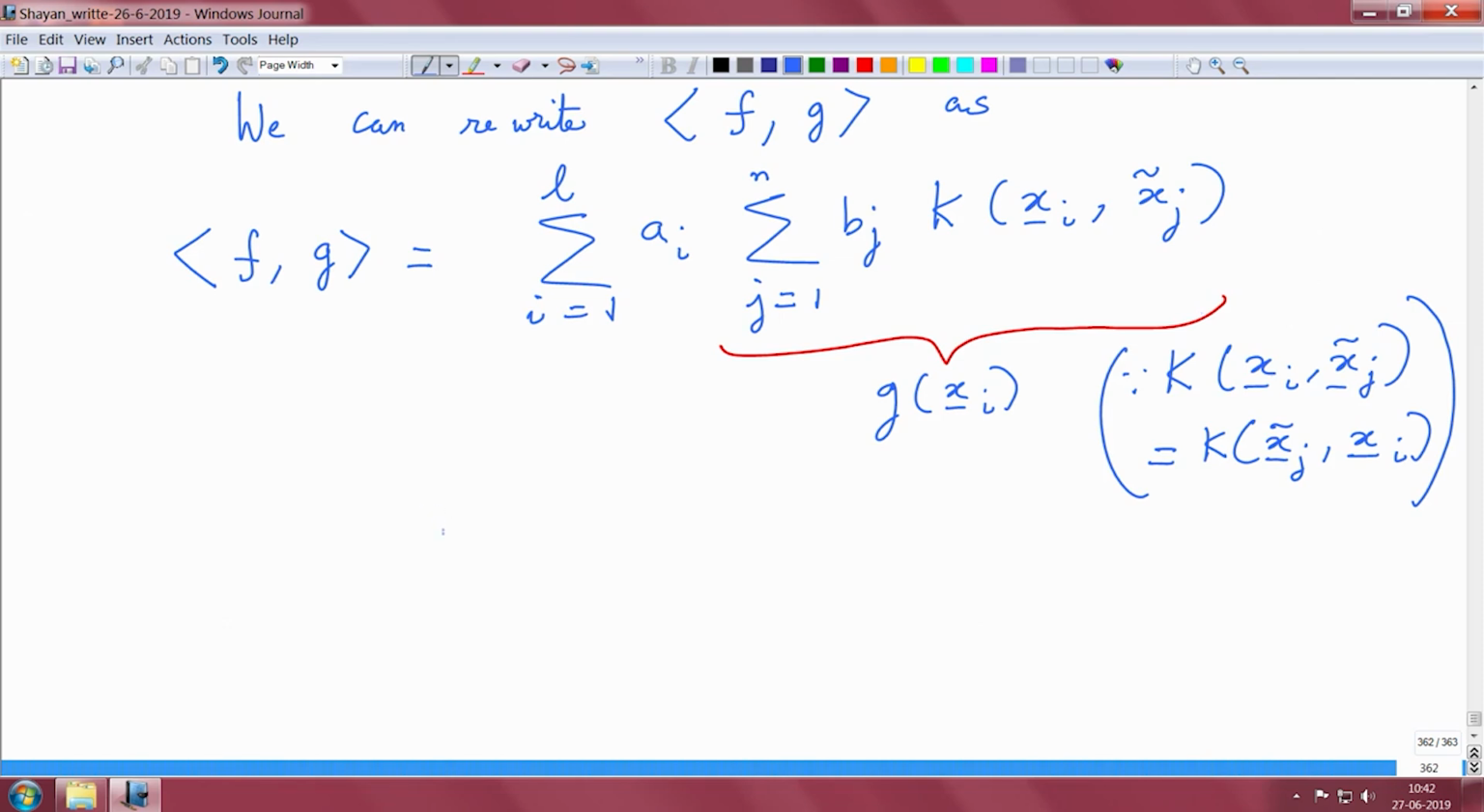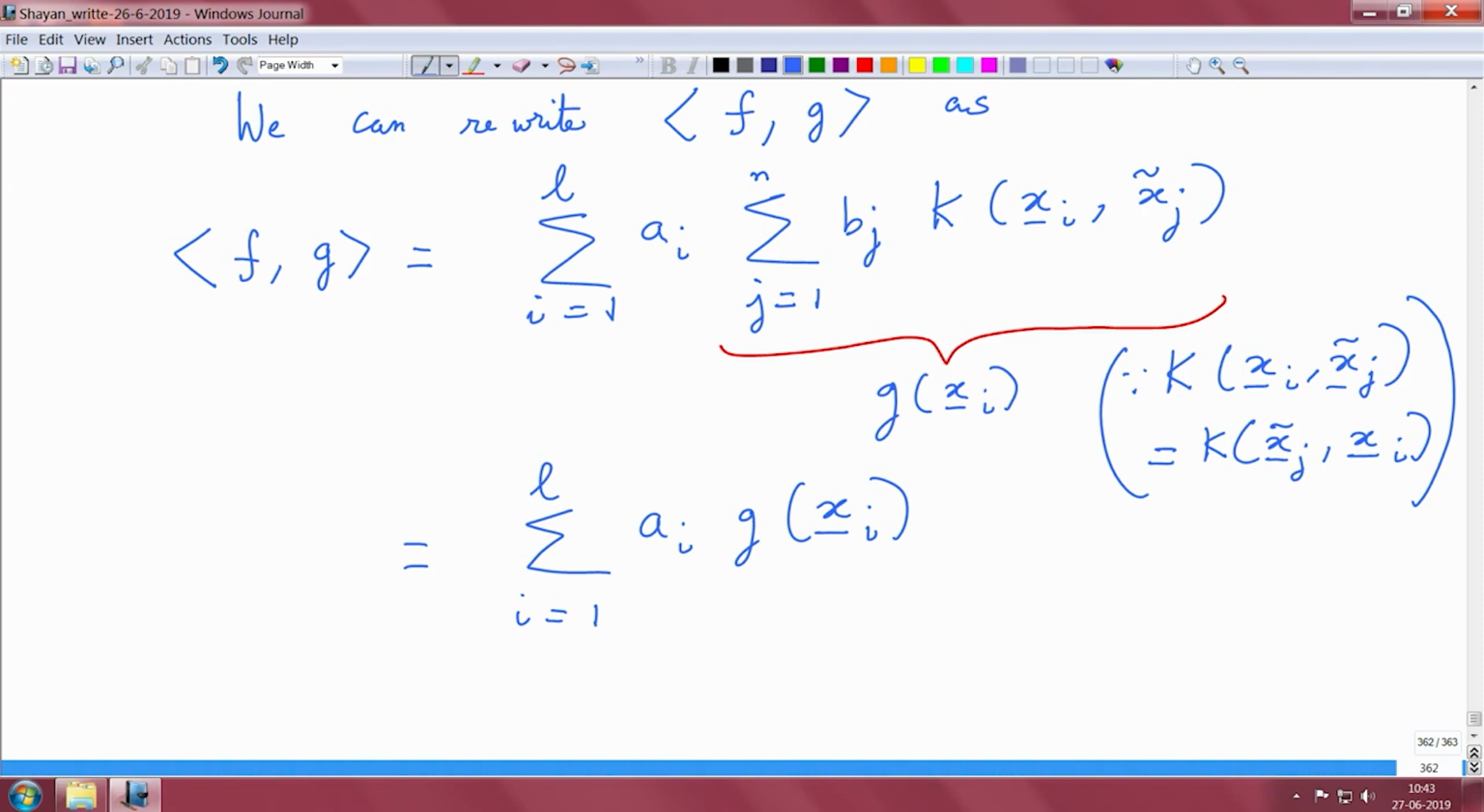So what is interesting from this is this inner product can be written as a linear combination of this function G evaluated at these points xi. And this is pretty interesting, right. We started with the bilinear form of the notion of the inner product, and then we wrote it in terms of just the function G.